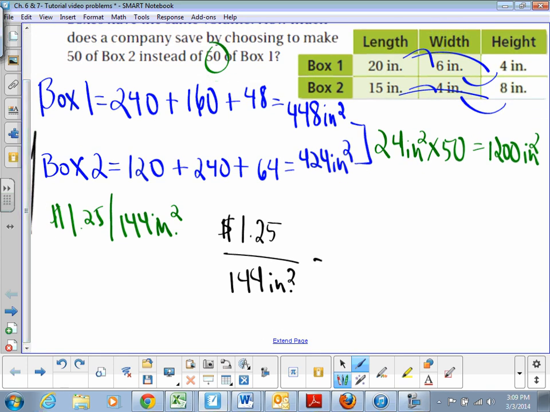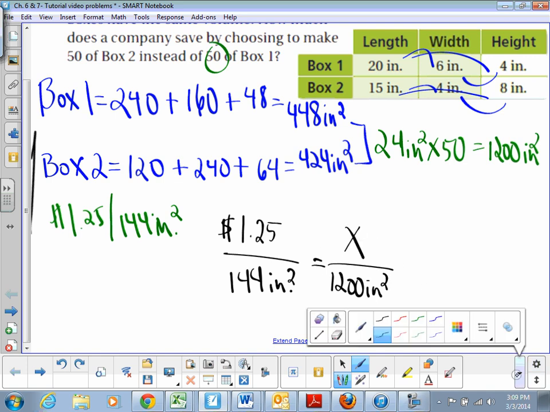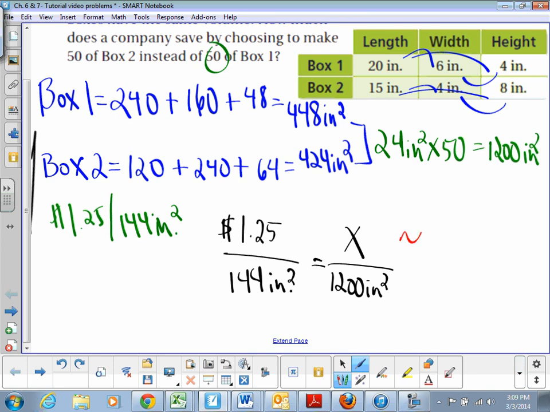Well, if we are going to be saving 1,200 square inches, that's going to go down here. 1,200 square inches. How much does that save us? X. So we do some cross products. We're going to do 1,200 times $1.25 and then divide by 144. We get a savings of approximately $10.42.